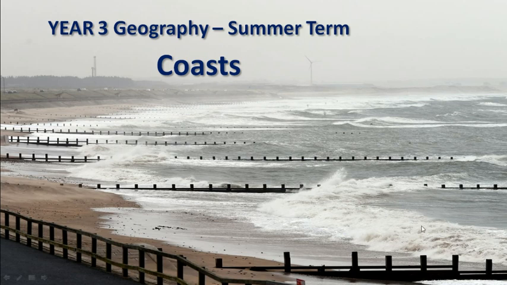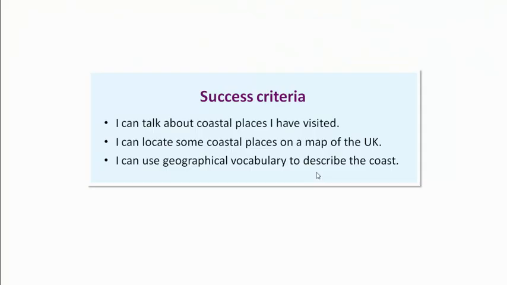Okay, this coast here in this photograph is a picture of Aberdeen Beach up in the northeast of Scotland, and you'll see why I've started with that one later on. Now, by the end of the lesson, you'll be able to talk about coastal places that you have visited. You'll be able to locate some coastal places on a map of the United Kingdom, and you'll be able to use geographical vocabulary to describe the coast.